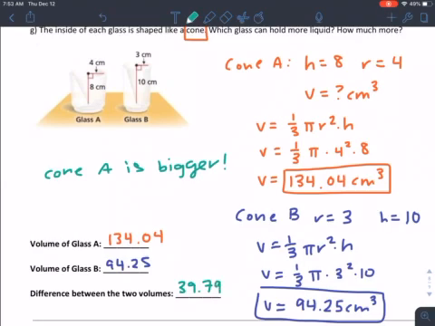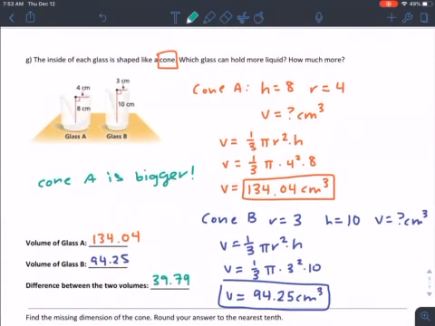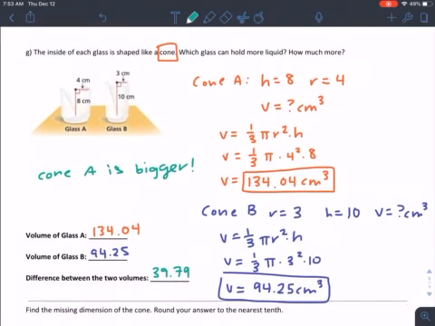39.79. If you imagine the different size cups at QuikTrip, there's a bigger one and then there's a smaller one, and the difference is how much fits in the bigger one that doesn't fit in the smaller one. So basically 40 ounces, cone A is 40 ounces larger, or 40 centimeters cubed larger.